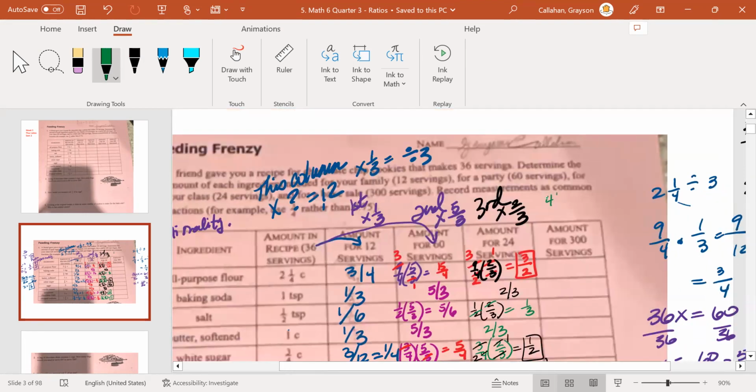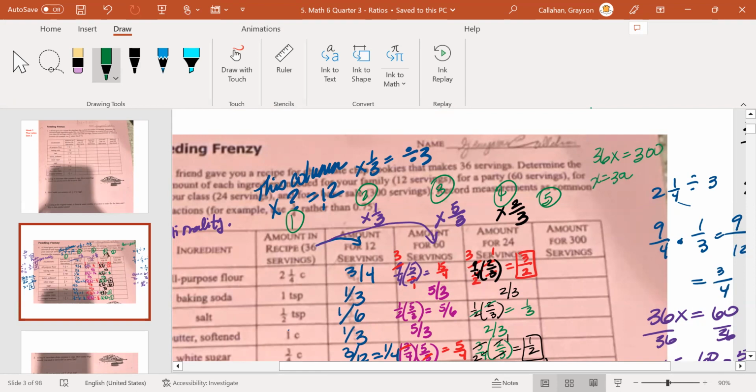So now I'm going to take a look at the fourth one. Okay, so for the fourth one, you're doing the same thing. Take a look at the first column, or I'm sorry, I should go ahead and rename this. I'm going to put this one as first column, second, third, fourth, fifth. Okay, so look at the first column. First column is 36. 36 times x equals the fifth column, which is 300, right?